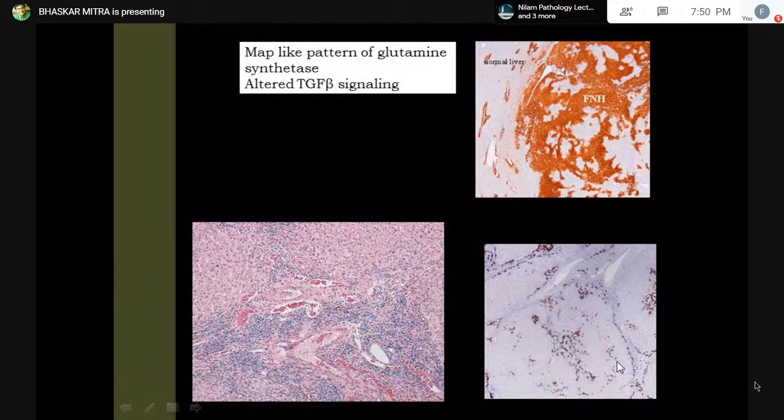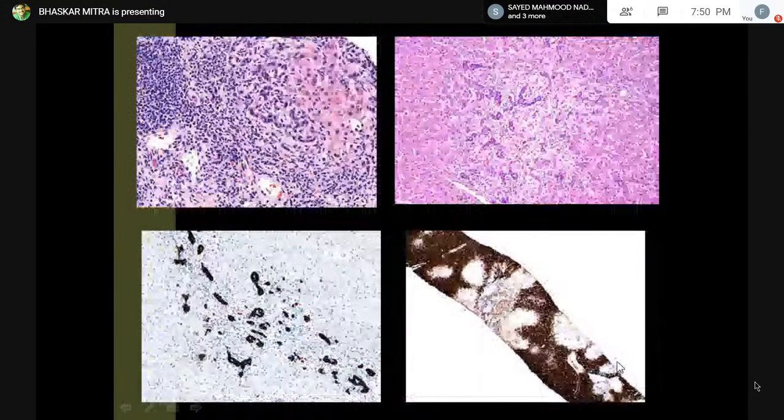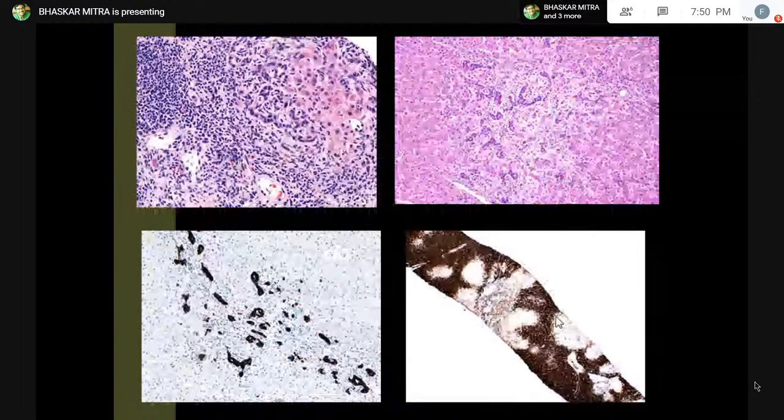Again, the glutamine synthetase stain is very helpful in cases of true cut biopsy, where sometimes the focal nodular hyperplasia may be missed, and this can be demonstrated best by the glutamine synthetase stain.